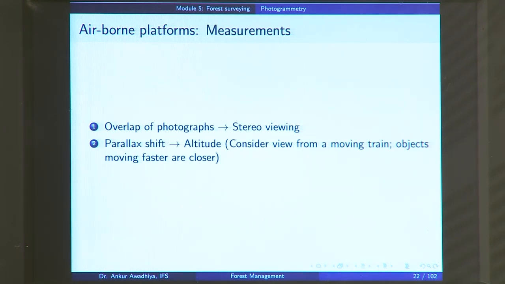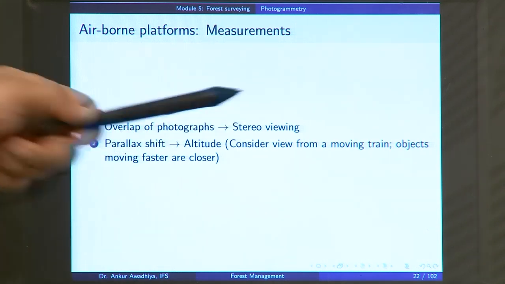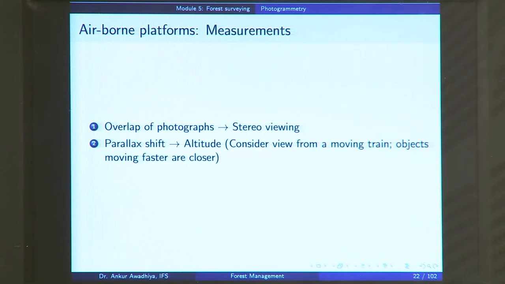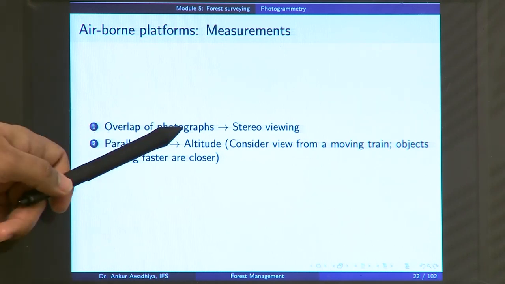Now, to take measurements, you require two things. One is that you require overlap, so that you are able to have a stereo viewing, in which case you are able to see a three-dimensional view of the object, and you also make use of parallax shift to discern the altitude.